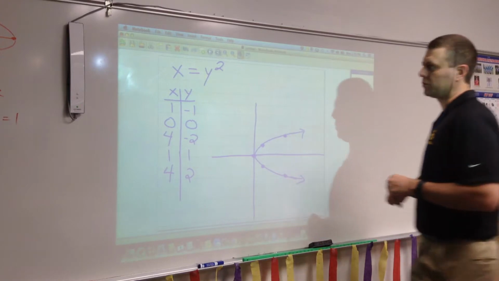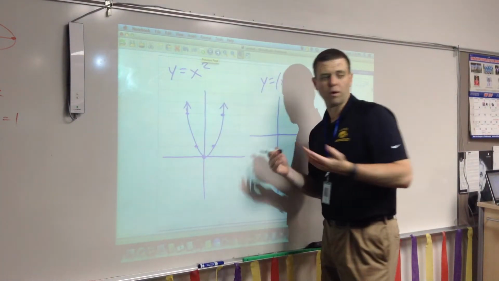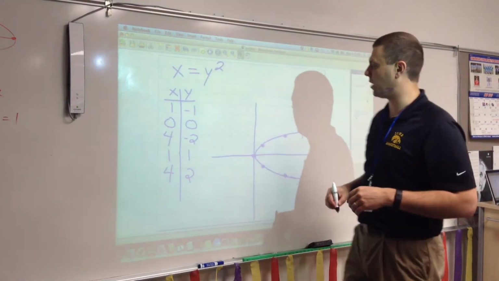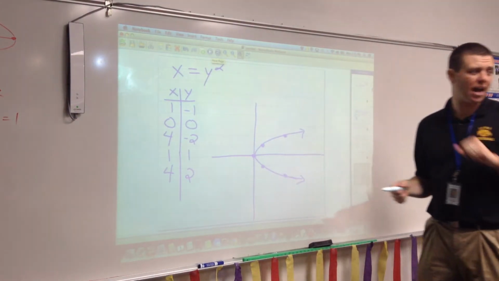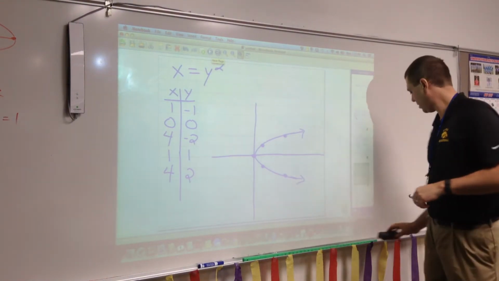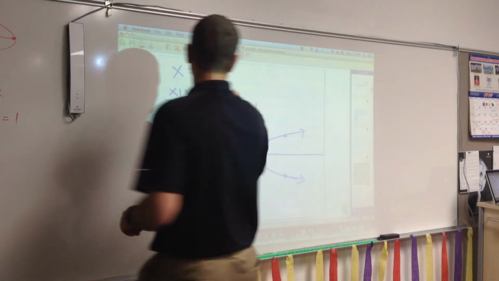So y equals x squared, as I've already talked about, is a parabola that looks like this, one of our 10 parent functions that we kind of memorized. You can have sideways parabolas. They are not functions anymore, but how will you know when you have a sideways parabola? Well, basically when the y is squared instead of the x. So x equals y squared.